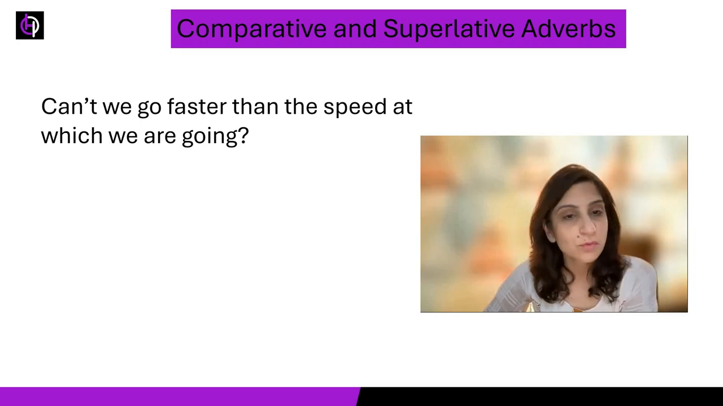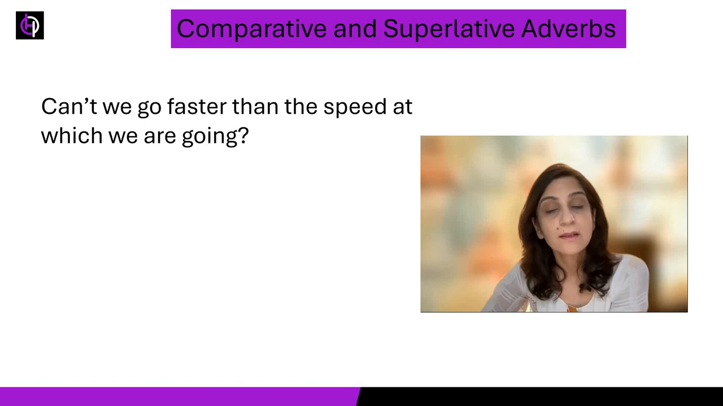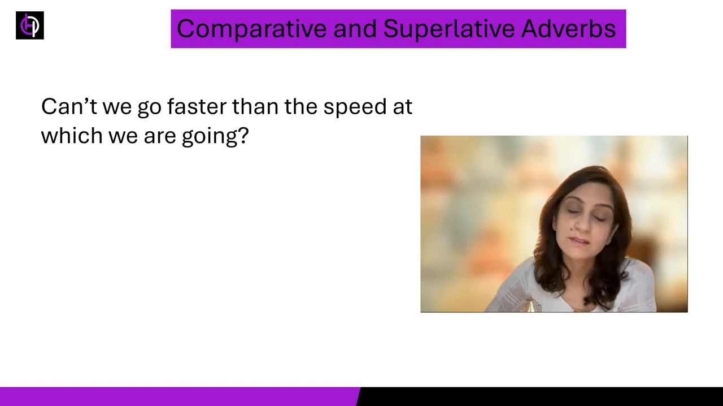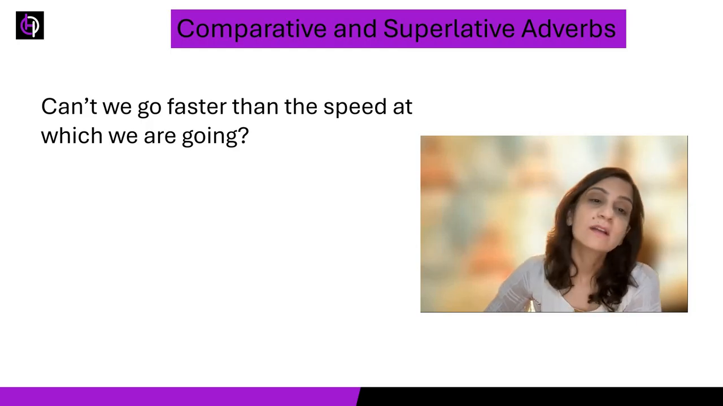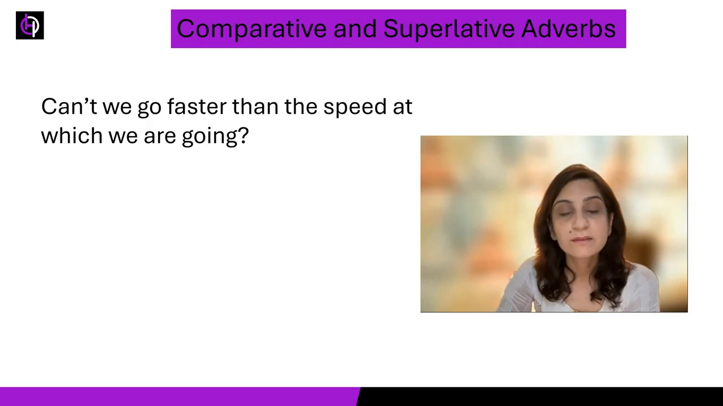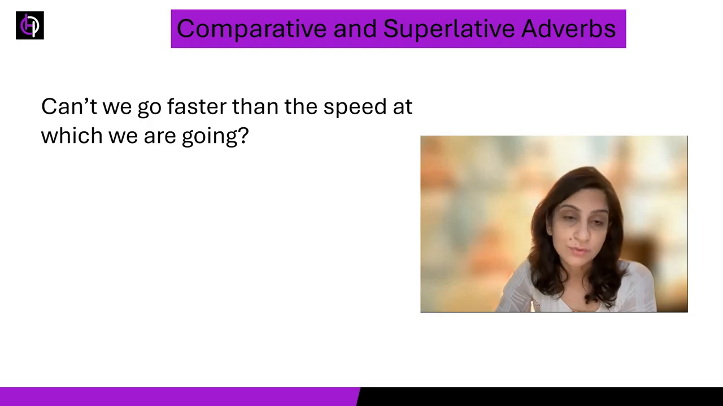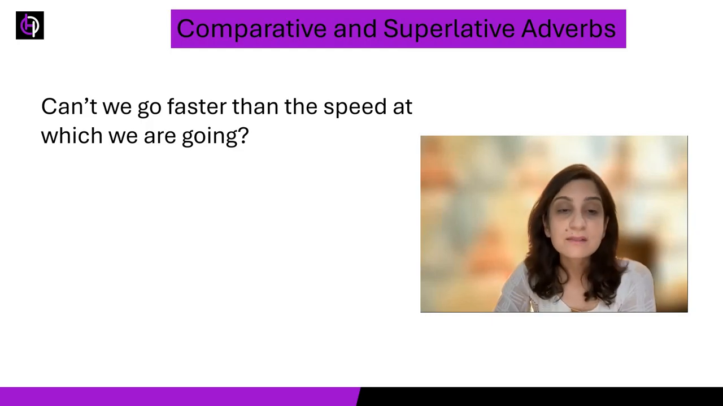Can't we, which could be slower than this or faster than this. Can't we go faster than the speed at which we are going right now? So it is a comparative sentence. The speed at which we are going right now, we're comparing it with the speed that we have in our mind, the speed that we wish to increase it to. And faster over here is not an adjective. It is being used as an adverb.